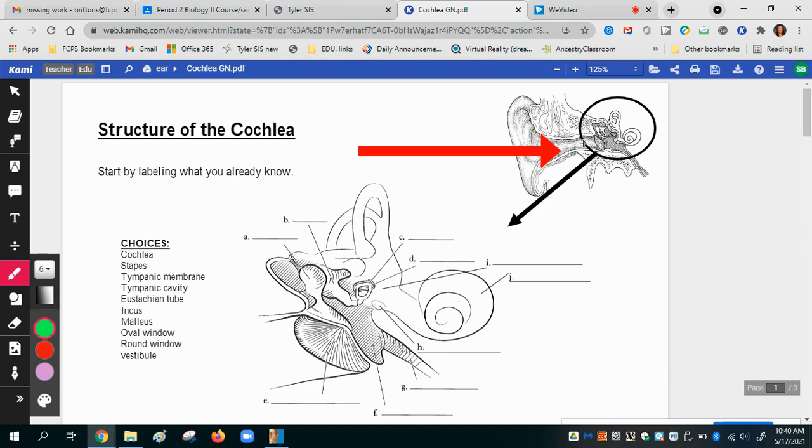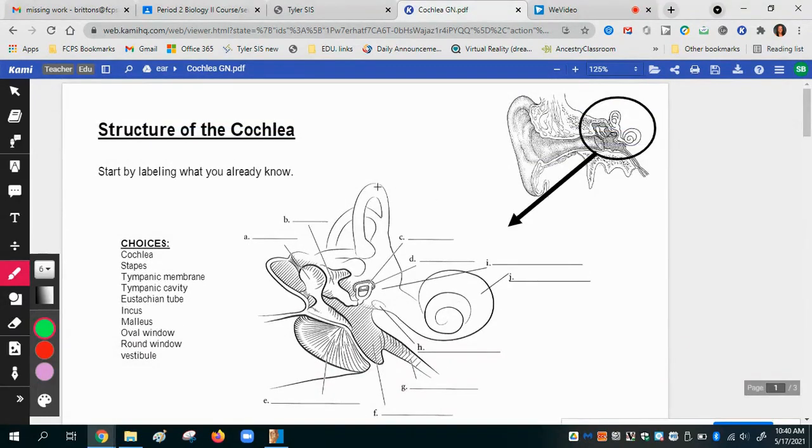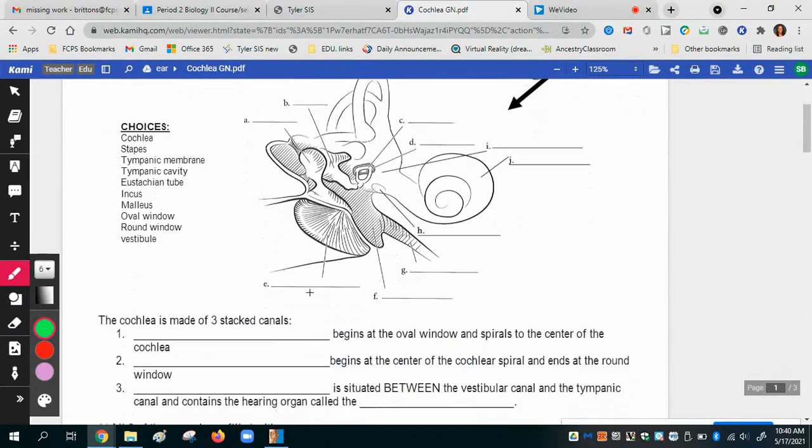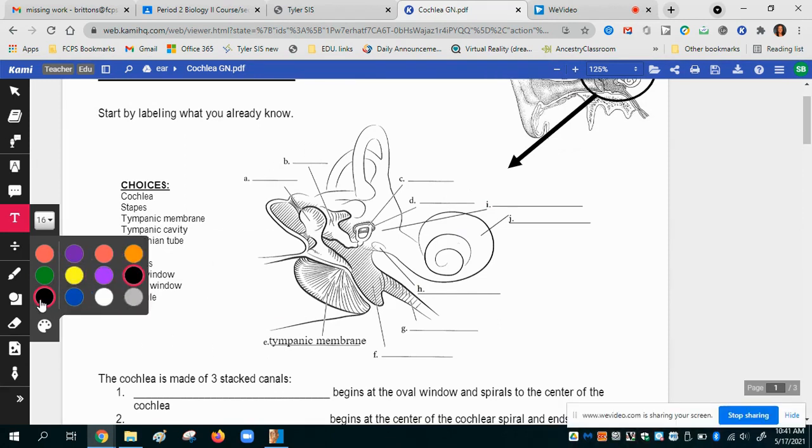The external auditory canal leads to the eardrum or tympanic membrane. And this area that is circled here is in zoom. So I'll get you started with letter E, that's the tympanic membrane. Go ahead and use the other choices to complete this diagram, and then we'll check your answers when you're done. Okay, let's go ahead and go over the rest of the answers.